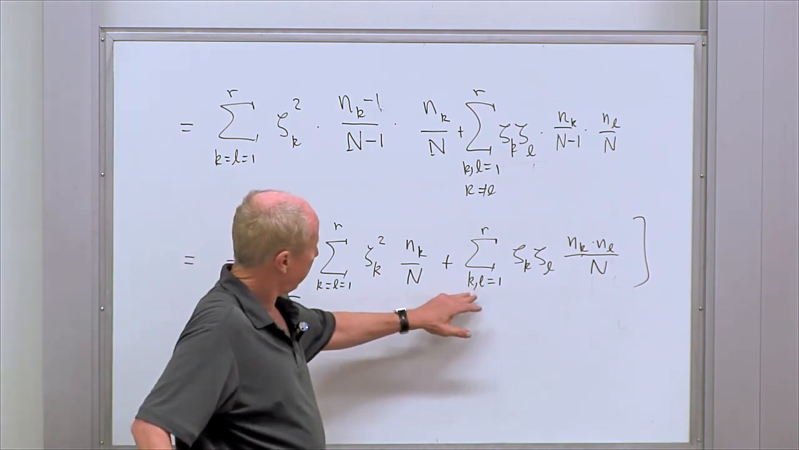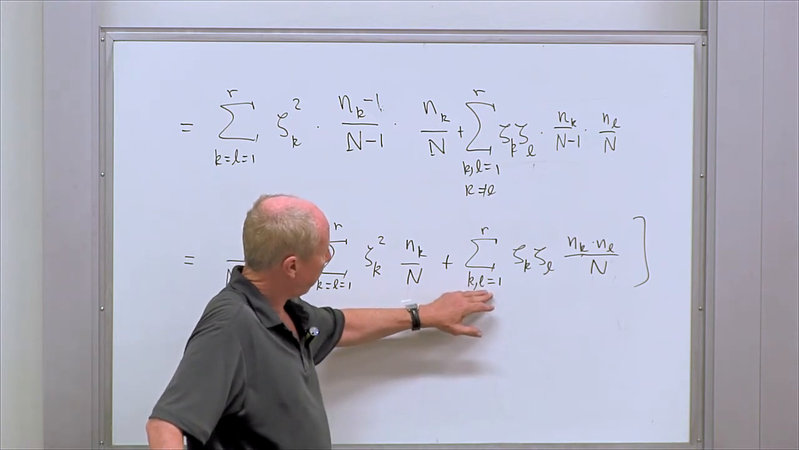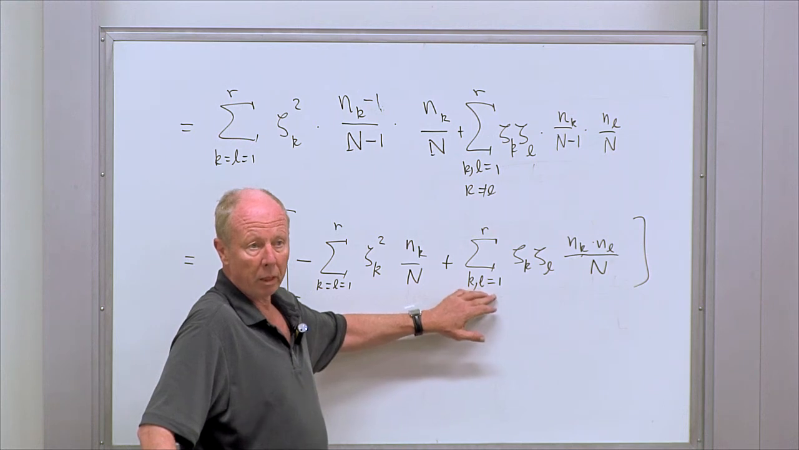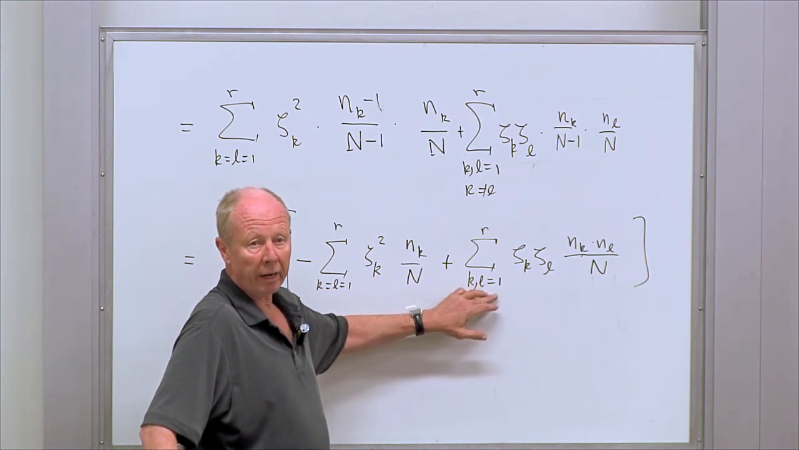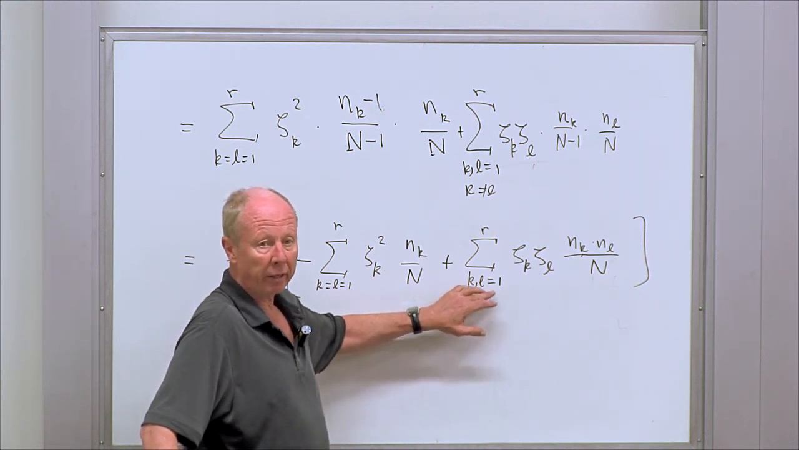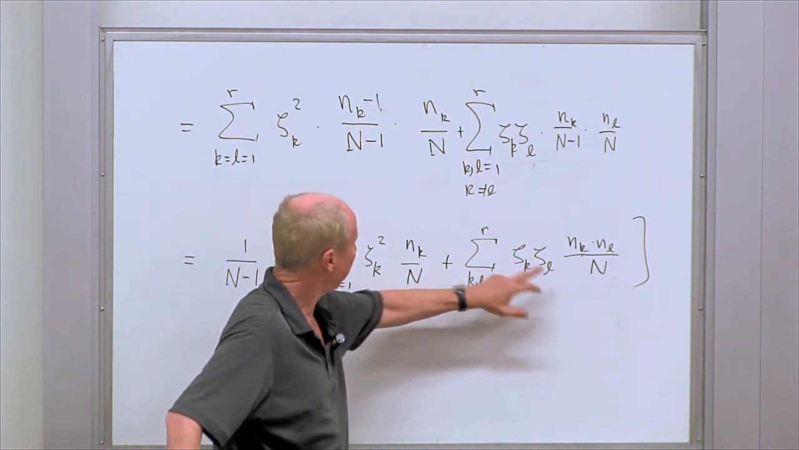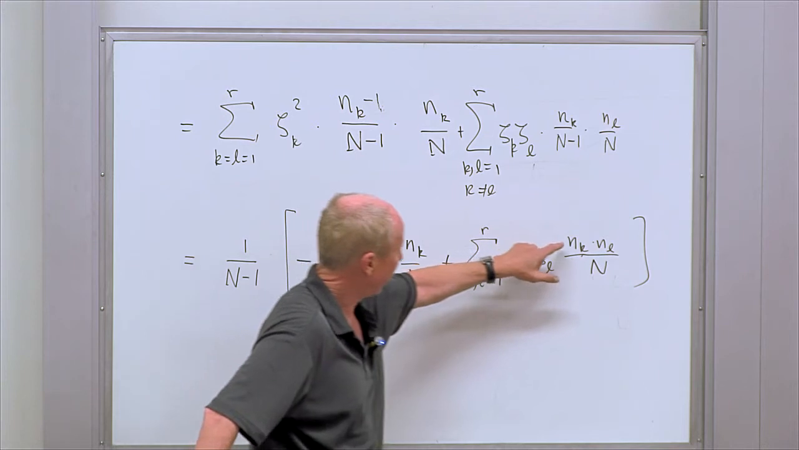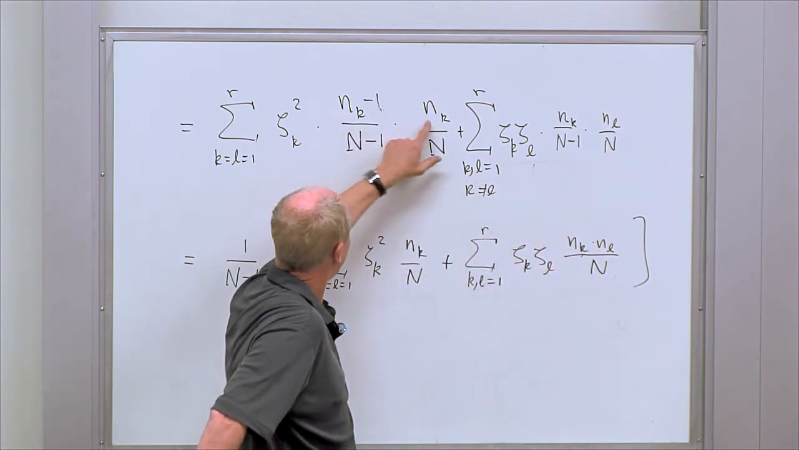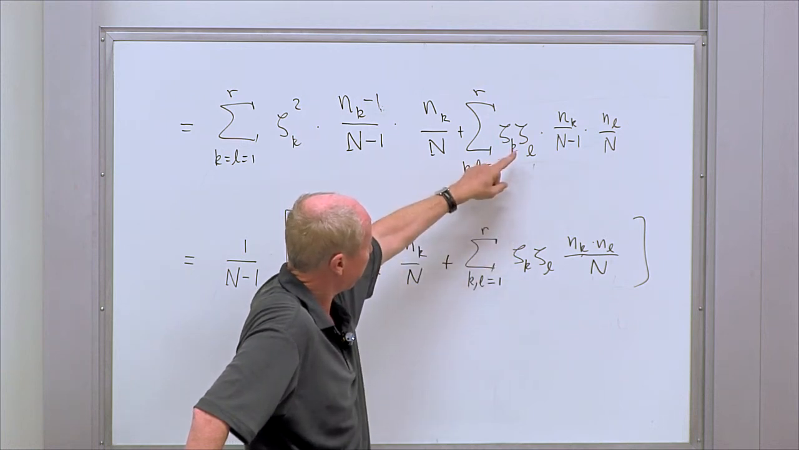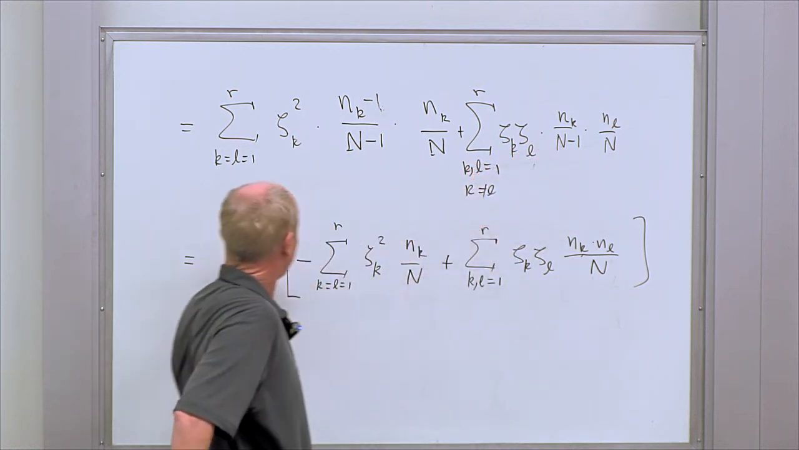Because here, do I require k to be L or k to be different from L? No. But if I split it up into the sum where k is L and where k is different from L, what do I get? When k is L, I get ck squared, and then nk times nk, right? And when k is different from L, that's exactly that. Remember the n minus 1 I factored out.